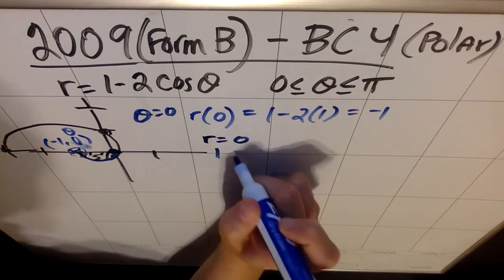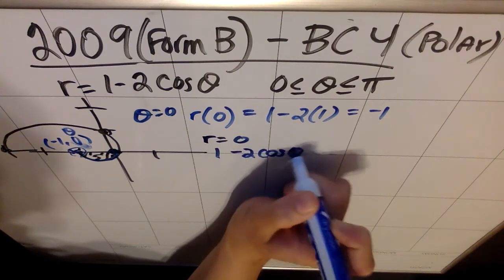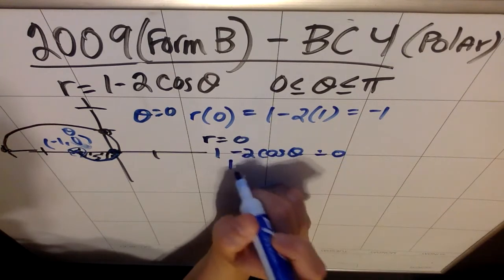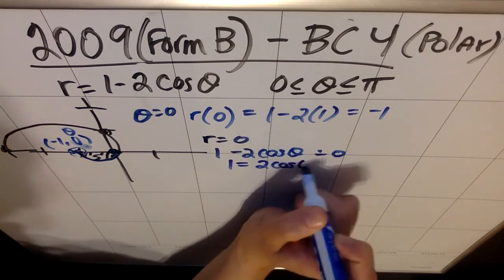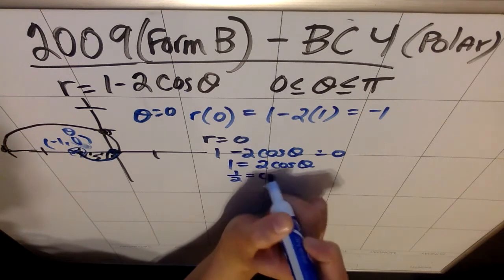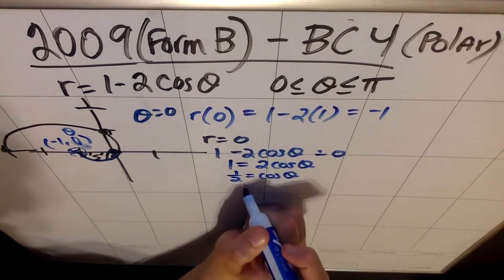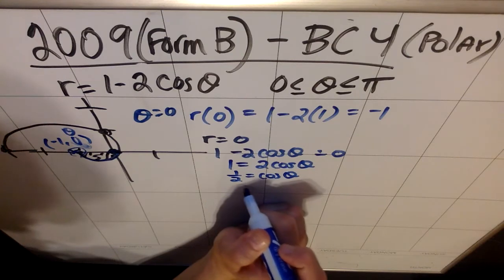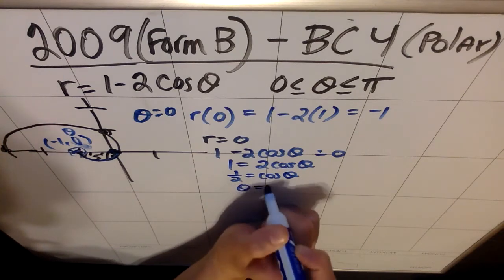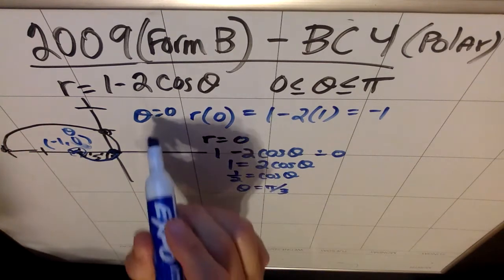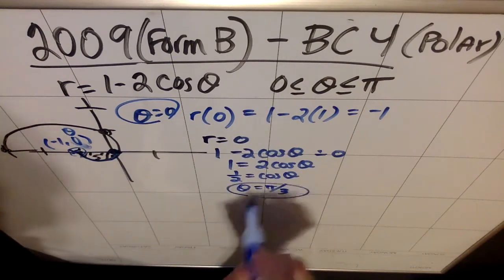So the question is, when does 1 minus 2 cosine theta equal 0? Well, that's when 1 equals 2 cosine theta, or 1/2 equals cosine theta. And based on our unit circle knowledge, that's when theta is pi over 3. So my two bounds here are 0 to pi over 3, right?